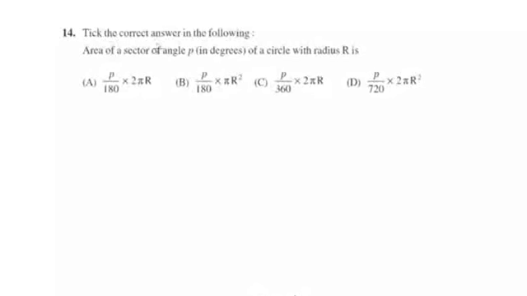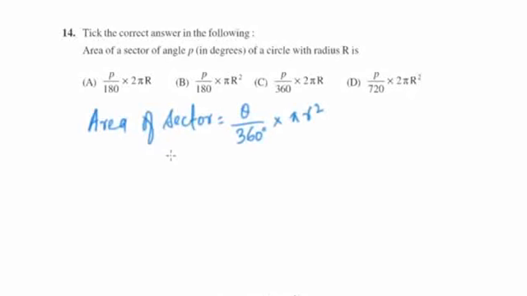Question 14 of this exercise says, tick the correct answer in the following. Area of a sector of angle P in degrees of a circle with radius R. We know the formula to find the area of sector, that is theta divided by 360 degrees multiplied by pi r square. So it is given in the question that the angle of the sector is P. So it will be P divided by 360 degrees multiplied by pi. The radius is capital R, so it will become R square.